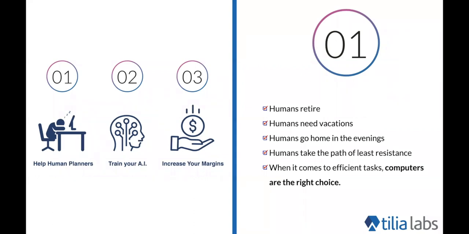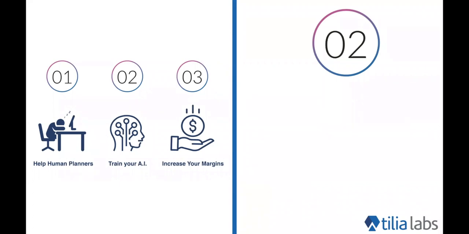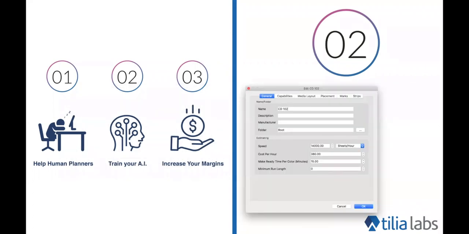And when it comes to looking at this large data set, computers are definitely the most efficient way of solving the problem. And then when we train our AI, we need to make Phoenix aware of your production environment. So Phoenix needs to understand the cost of your presses, the speeds of your presses, your finishing equipment, your stocks, your make-ready costs, your changeover time. You want Phoenix and this AI technology to be as smart as physically possible so that it can find the best results. So if we take a look at this, we'll quickly just model a CD102.